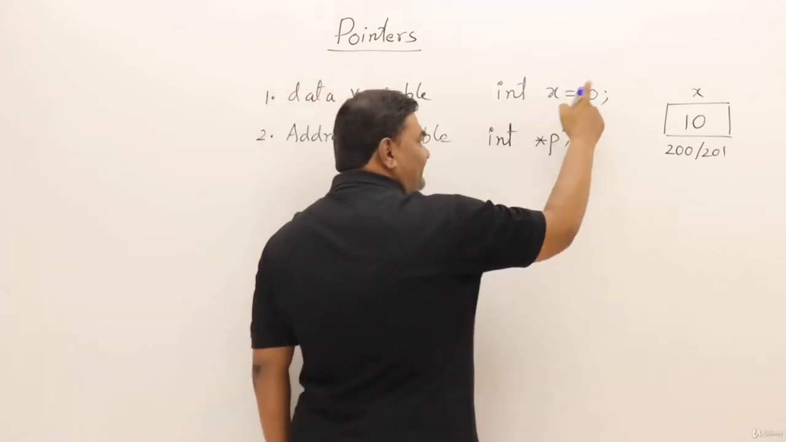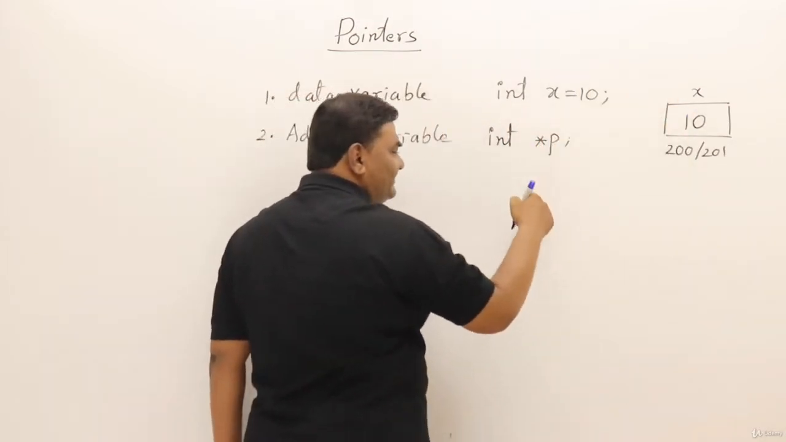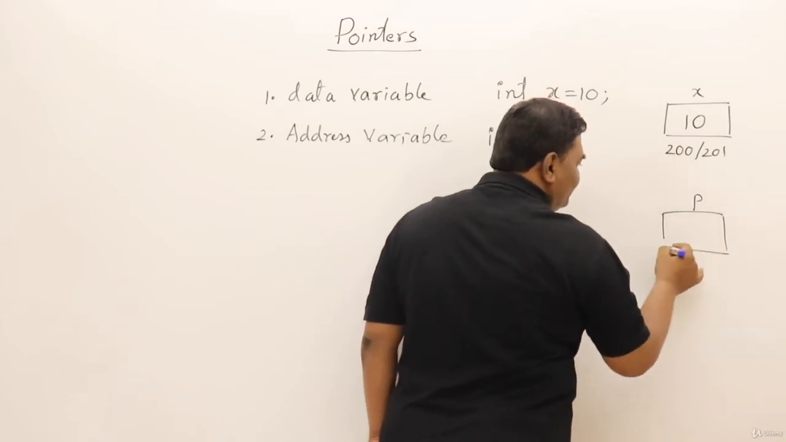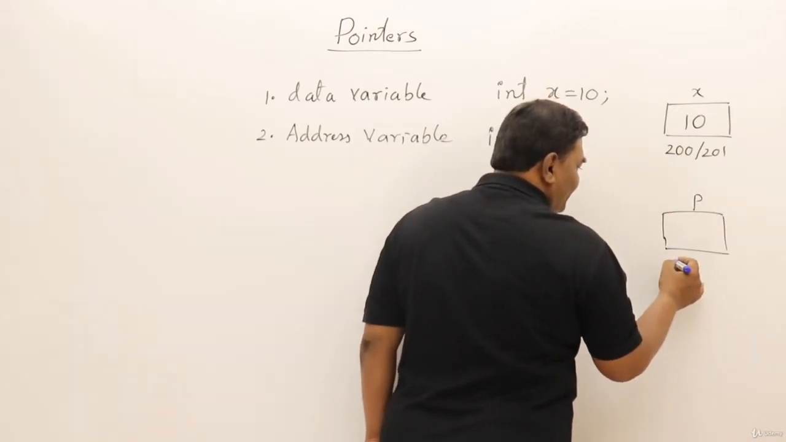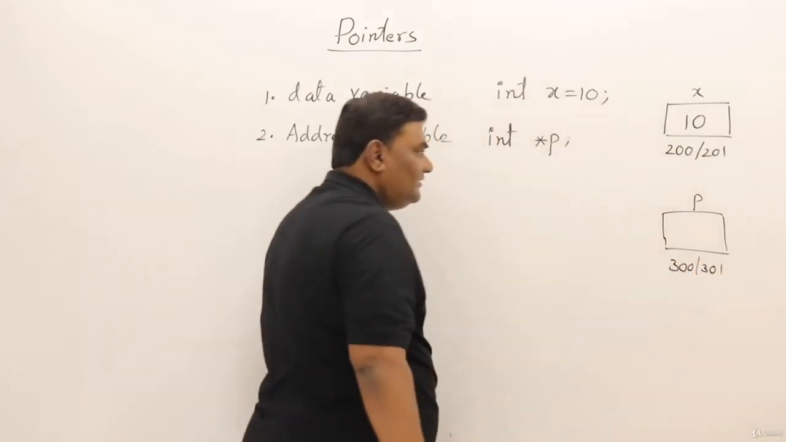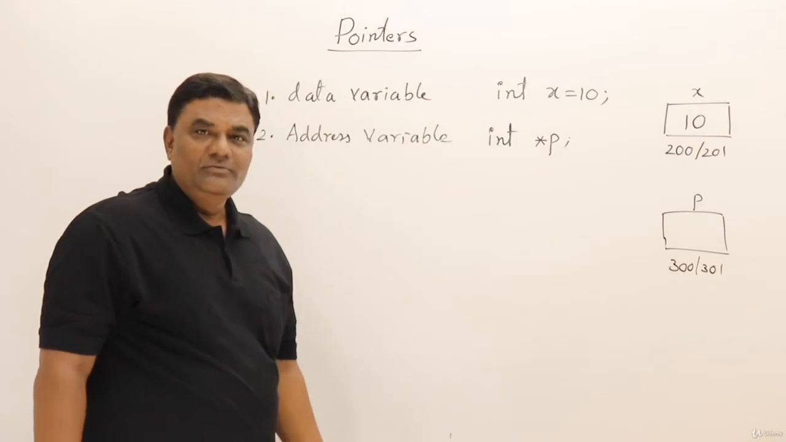As x is a variable which is occupying 2 bytes, a pointer is also a variable. So it will also occupy some bytes. We assume that this also occupies 2 bytes. Let us say the addresses are 300 and 301. So this is also taking 2 bytes of memory.